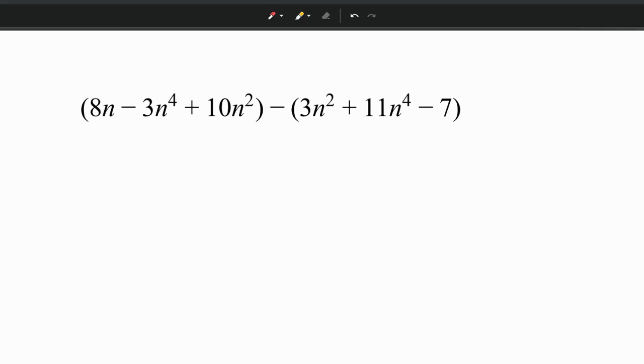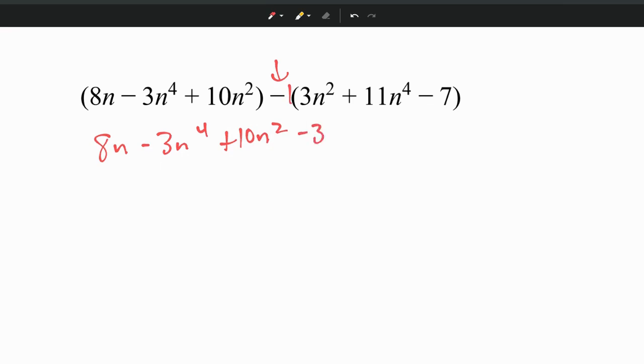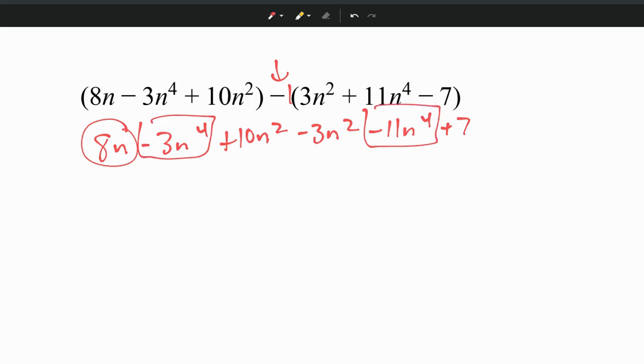For our next one, again, we have a negative. So when we take it out of parentheses, we're going to have 8n minus 3n to the fourth plus 10n squared. And that's like -1. So negative 3n squared, negative 11n to the fourth, and positive 7. So let's see, we have our 8n, and there's nothing to combine it with. We have our negative 3n to the fourth and negative 11n to the fourth. We have our 10n squared and negative 3n squared, and then we have our plus 7.